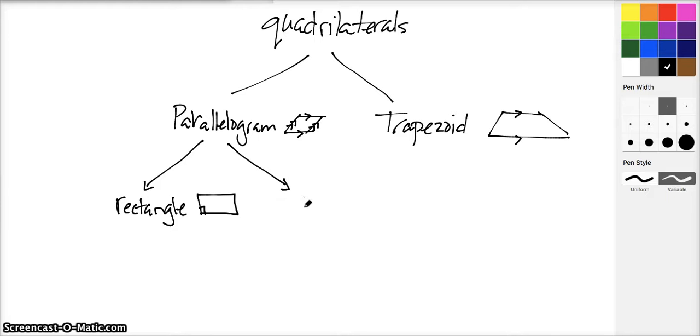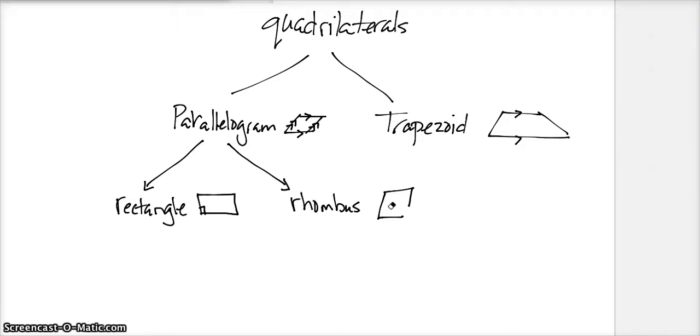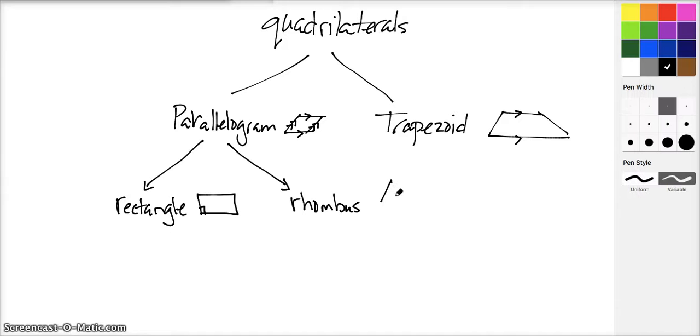And then another offspring of the parallelogram is the rhombus. And a rhombus is a parallelogram where each of the sides are congruent. So let me draw that a little bit better. Sometimes I like to draw them like a straight up and down diamond. There we go. So boom, bap, bip, and bim. If you have this situation, you've got yourself a rhombus.